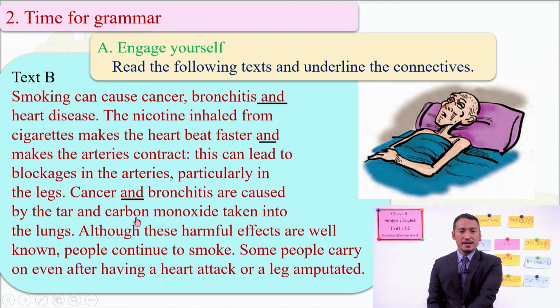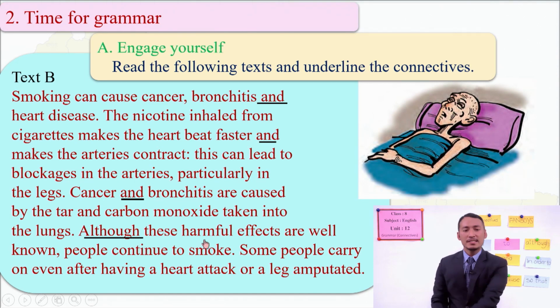So we have similar and although here. Although these harmful effects are well known. One sentence: these harmful effects are well known. This is one sentence. People continue to smoke. Another sentence. So although is contrasting here. Harmful effects are well known to the people, but they smoke. That's the different result, the unexpected result. Look here. People know that it's dangerous, but they smoke. So we use although here to show the unexpected result in the sentence.